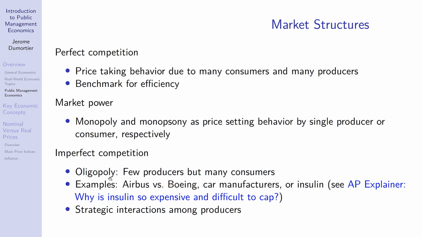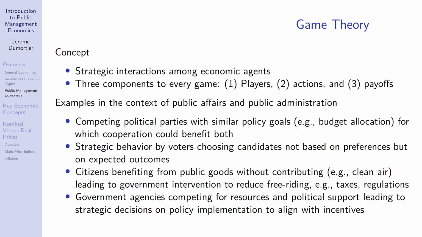Here you can think, for example, of Airbus versus Boeing, and there is strategic interaction among those producers. So those oligopolies are a little bit more difficult to analyze. And here, this is where game theory comes into play. Game theory studies strategic interaction among economic agents. Every game has three components: players, actions, and their respective payoffs.